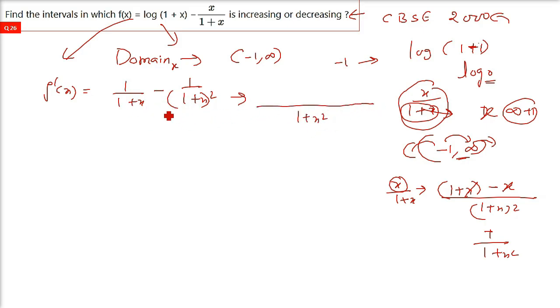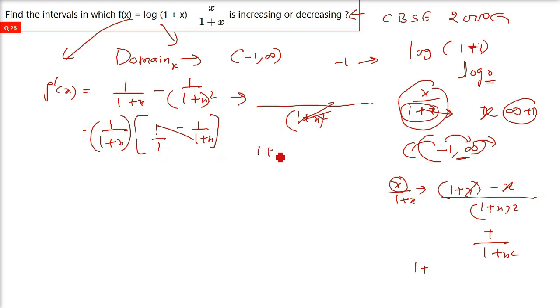But I always have a better idea for you. Rather than going for this cumbersome method, we know that 1 by 1 plus x is common. Why not take 1 by 1 plus x common? So if you take 1 by 1 plus x common, you will get inside 1 minus 1 by 1 plus x. So 1 plus x square was there, 1 plus x already taken, only 1 plus x is there. Now cross multiply: 1 plus x minus 1 by 1 plus x. So what do you get? x by 1 plus x. Solving this by my method will make it easy. So x by (1 plus x) square is there.